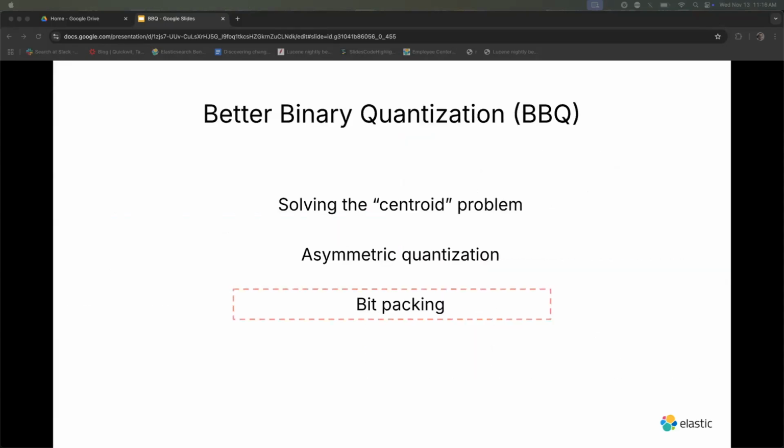I'm getting ahead of my slides. Maybe I just need to click faster or talk slower.